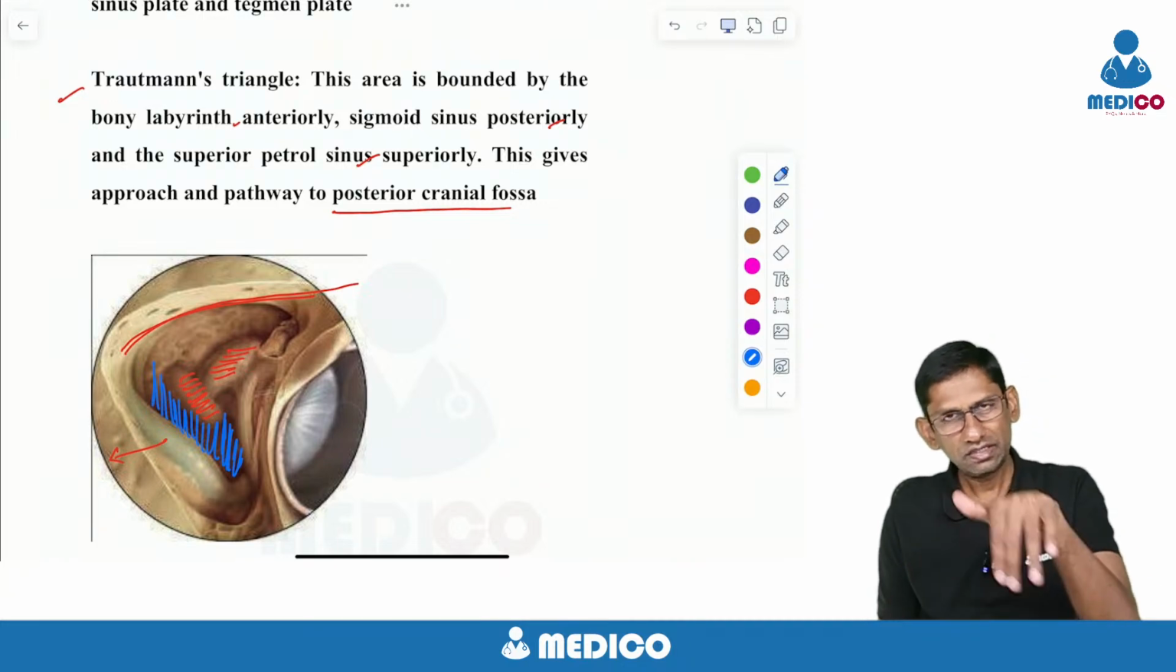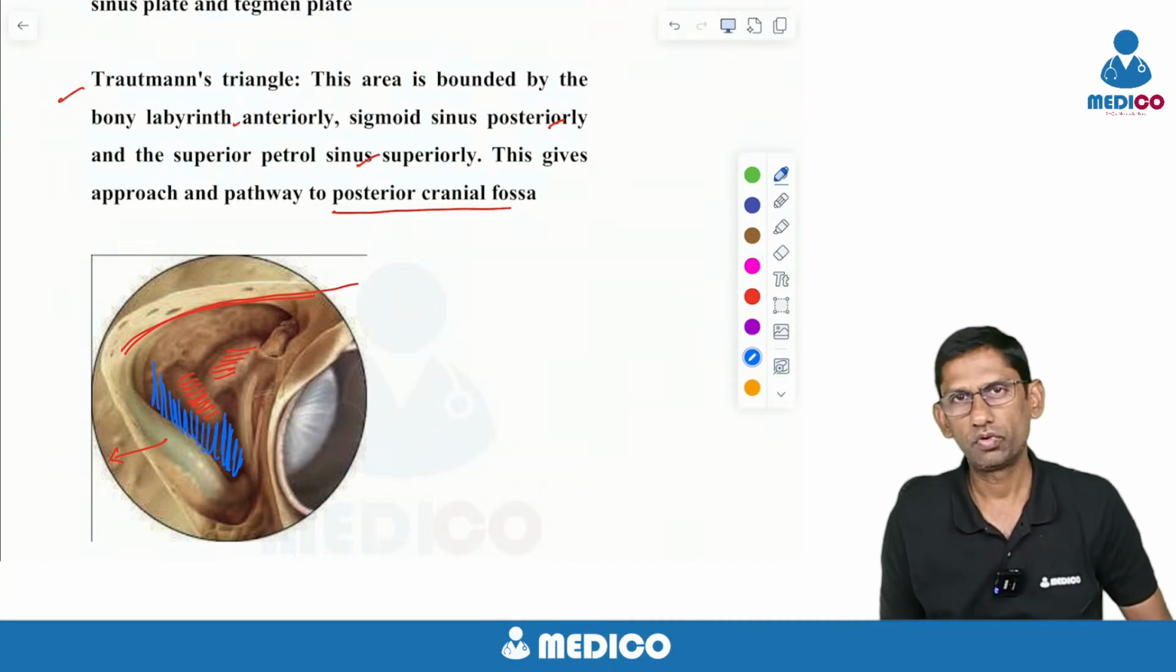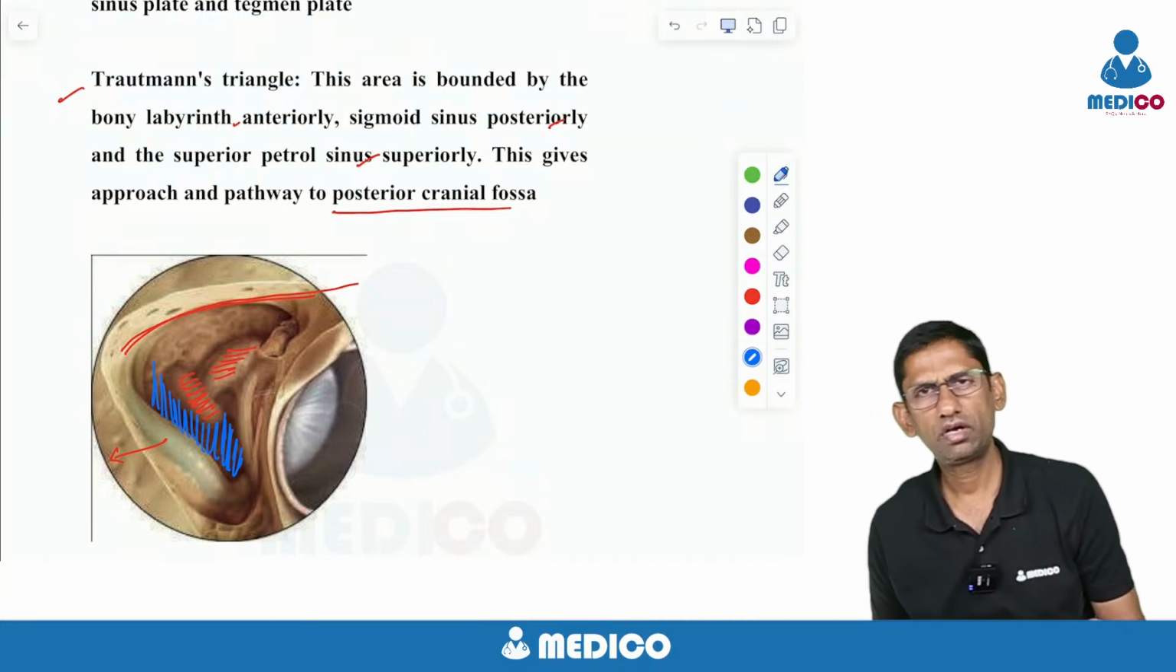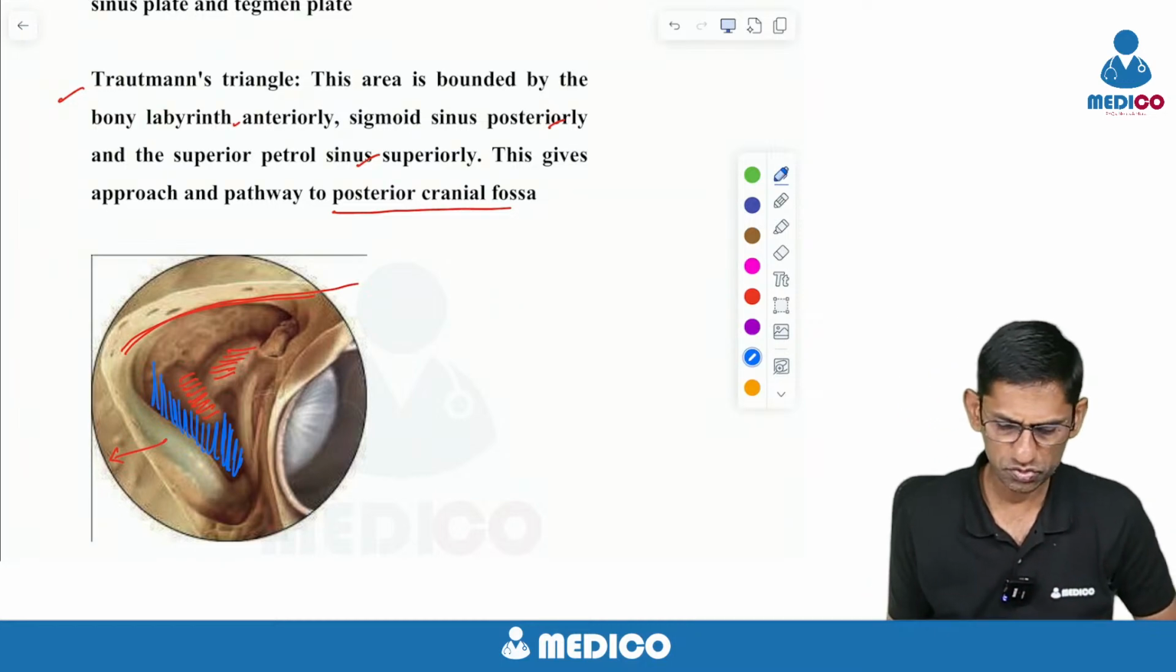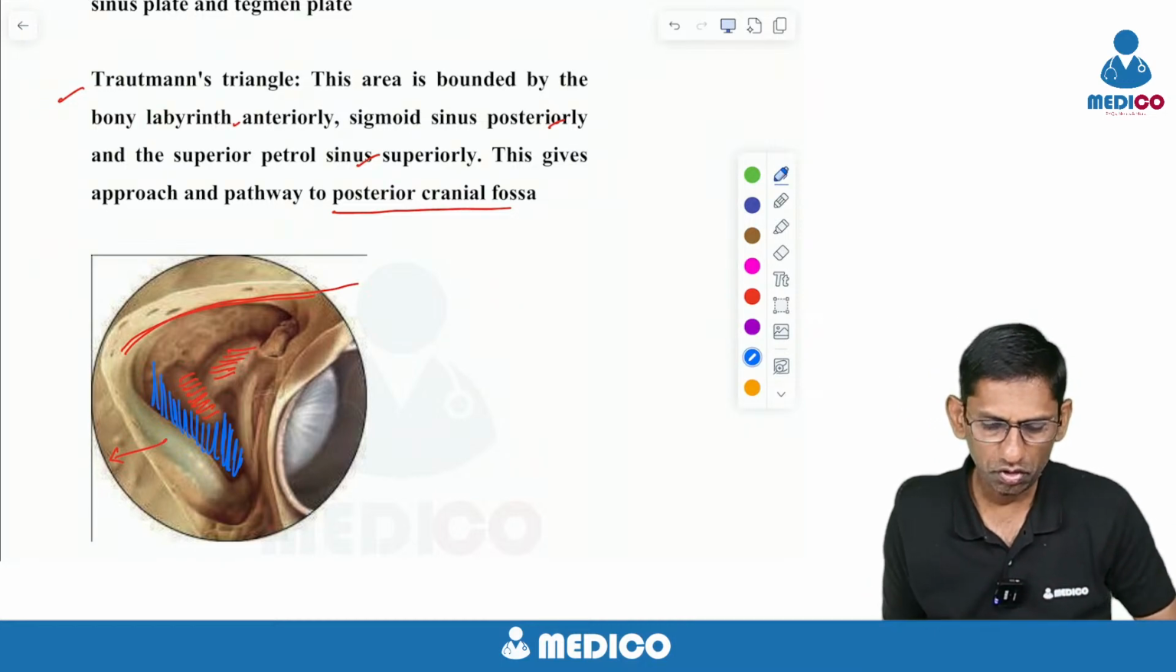If you drill this area, you will enter into the posterior cranial fossa. You can enter the posterior cranial fossa, or the disease may extend there into the posterior cranial fossa. So this is about Trautmann's triangle.